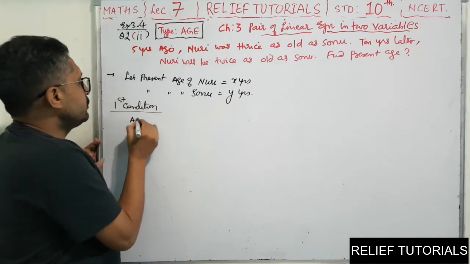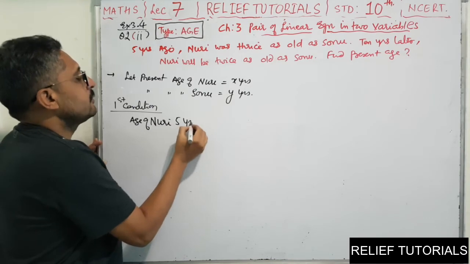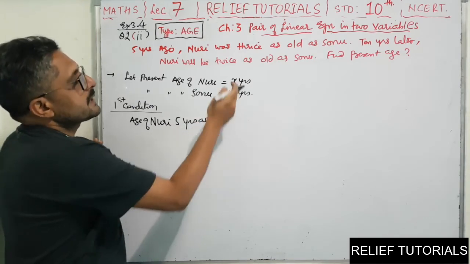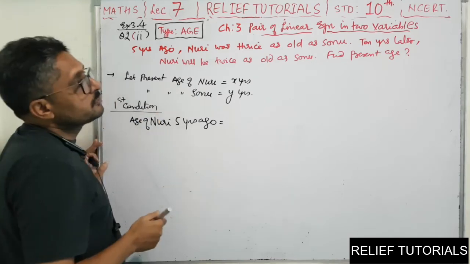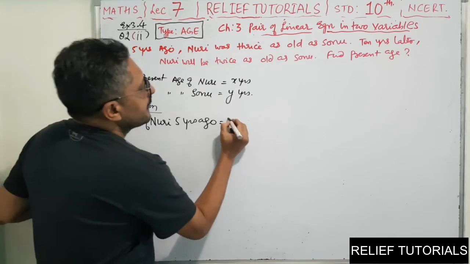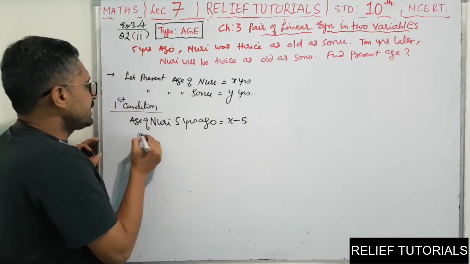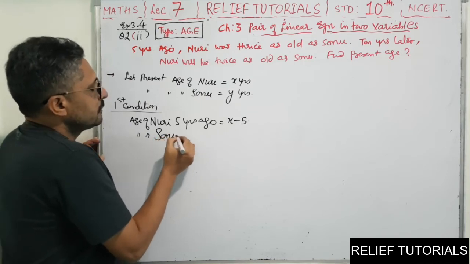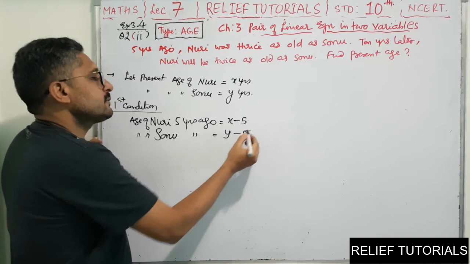So age of Noori 5 years ago. Present age is x. So what would be the age of Noori 5 years ago? That will be x minus 5. 5 years ago, so you will subtract 5. And similarly, age of Sonu 5 years ago will be y minus 5.